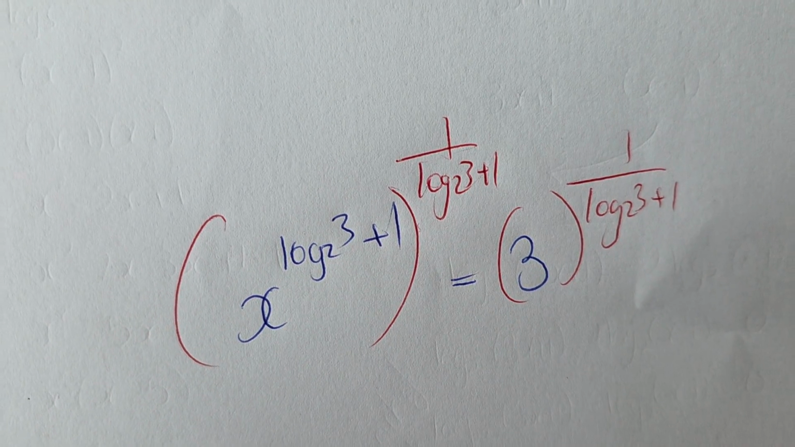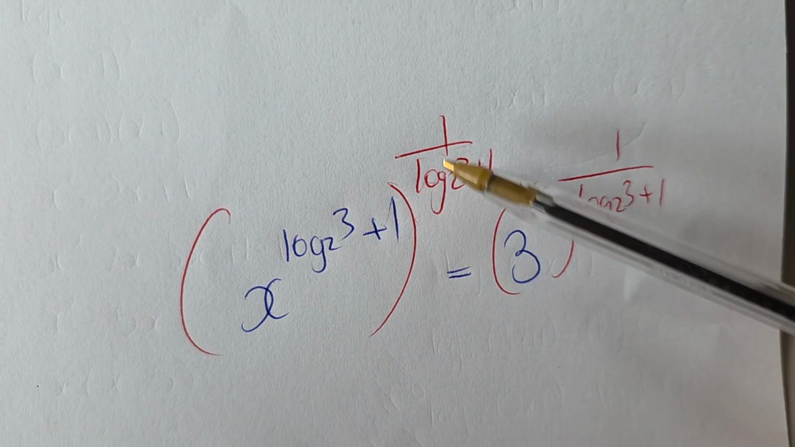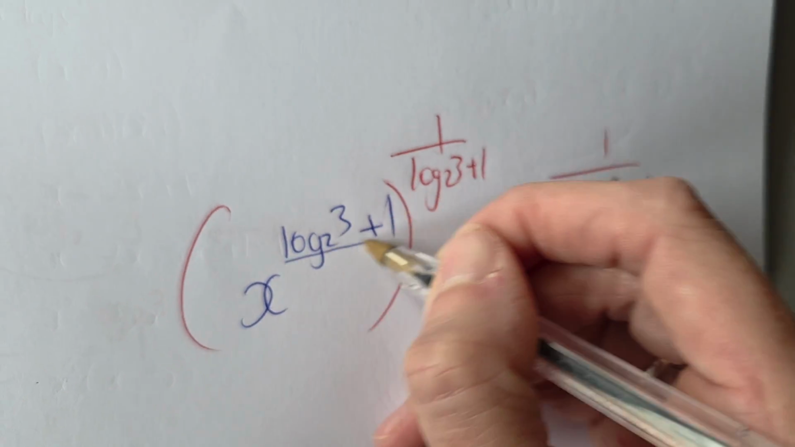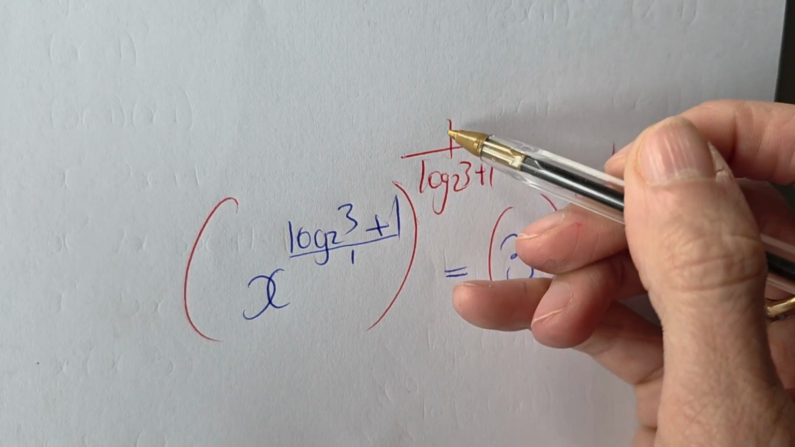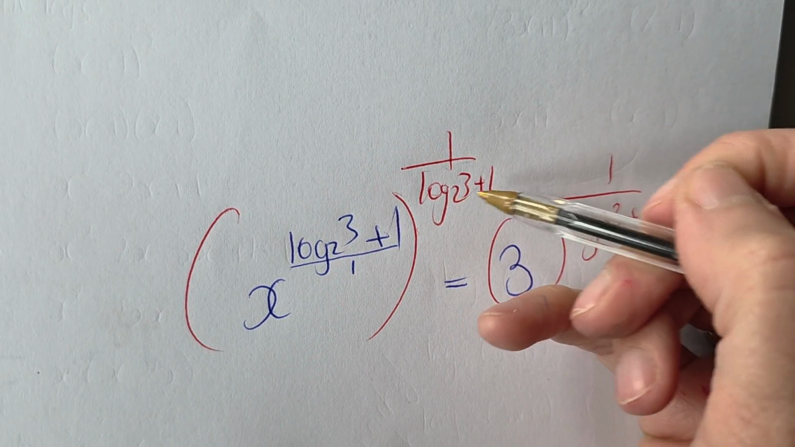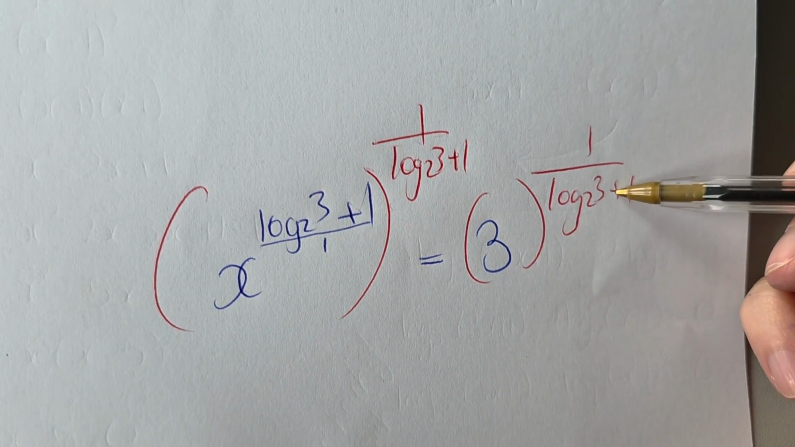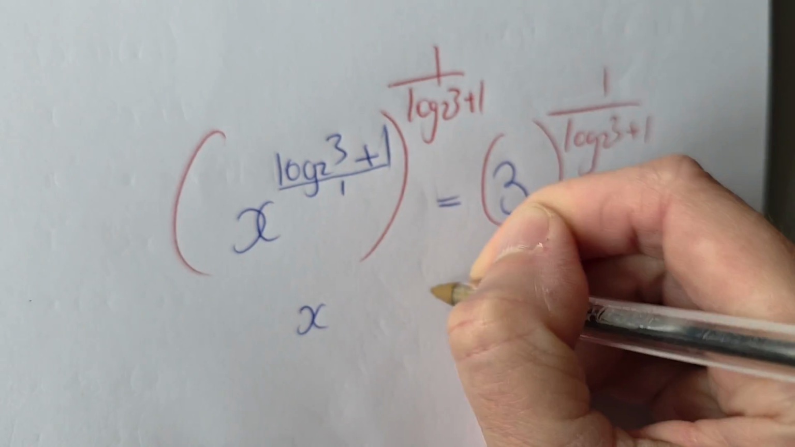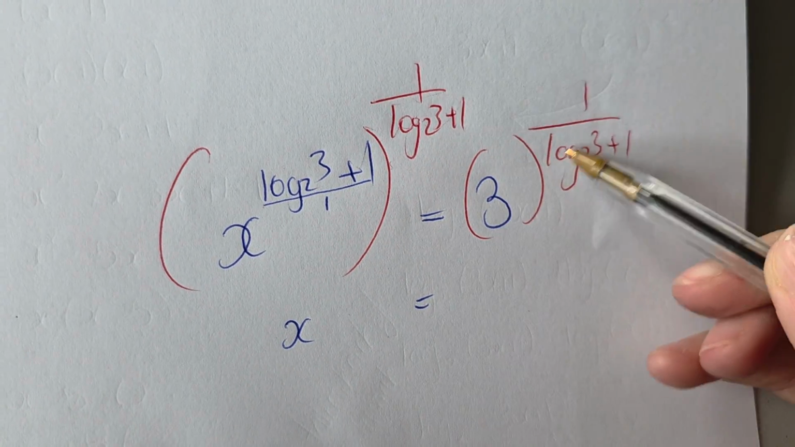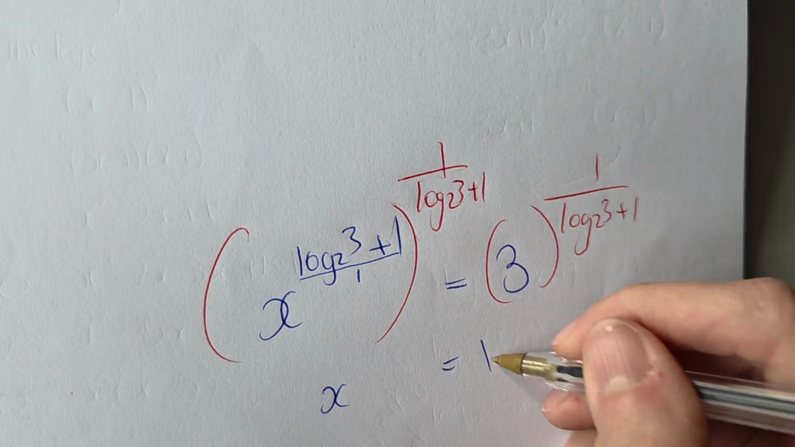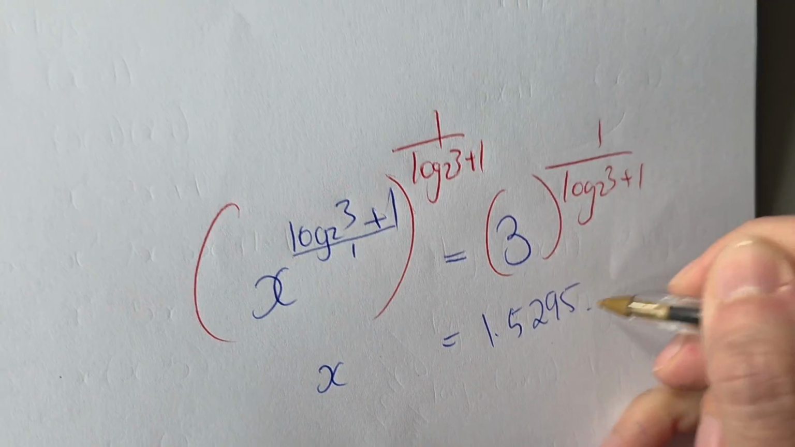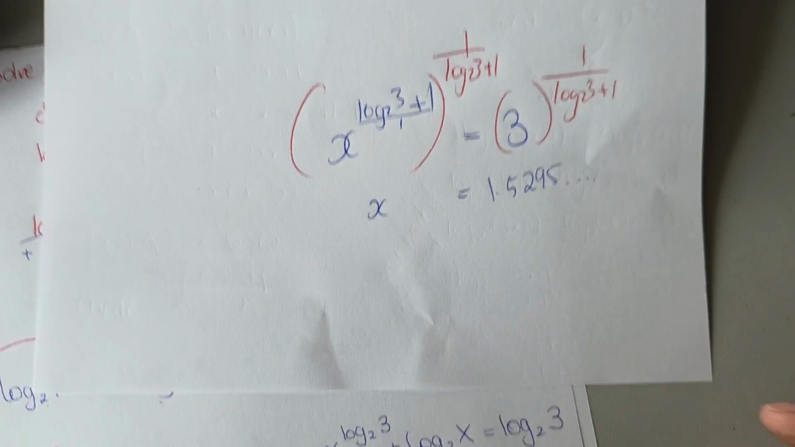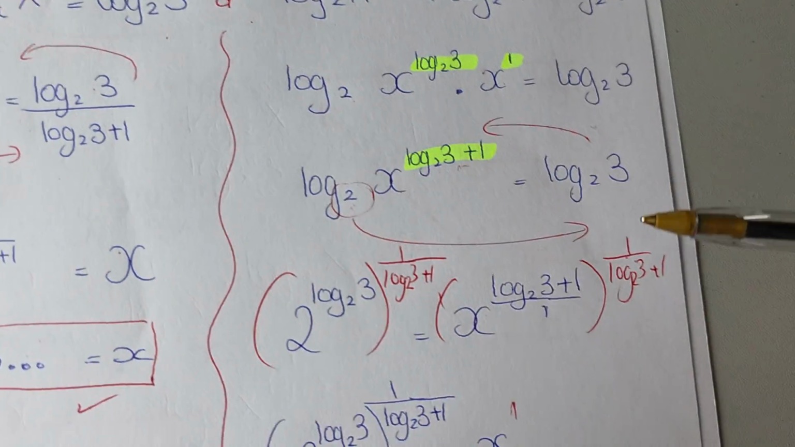Then you want to get x on its own. So you would have to put this side to the power of the reciprocal of that fraction. That fraction is over 1. The reciprocal would then be 1 over log 3 base 2 plus 1. And what you do to one side, you do to the other side. You will then get left with x equals. Put that into your calculator, 3 to the power of that, and you will get back 1.5295, goes on forever.